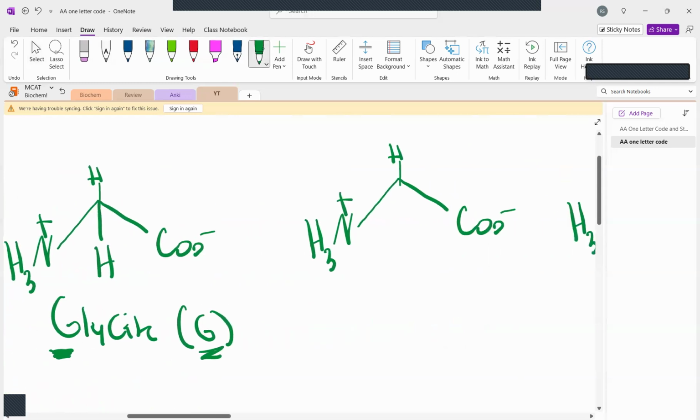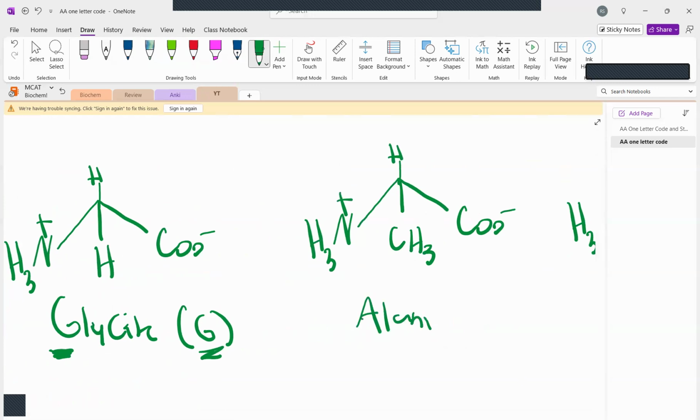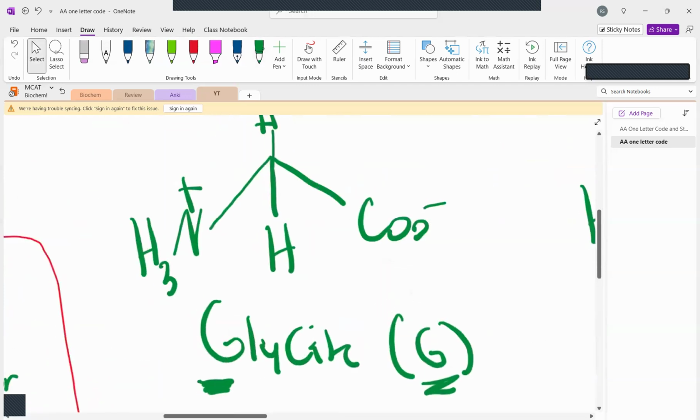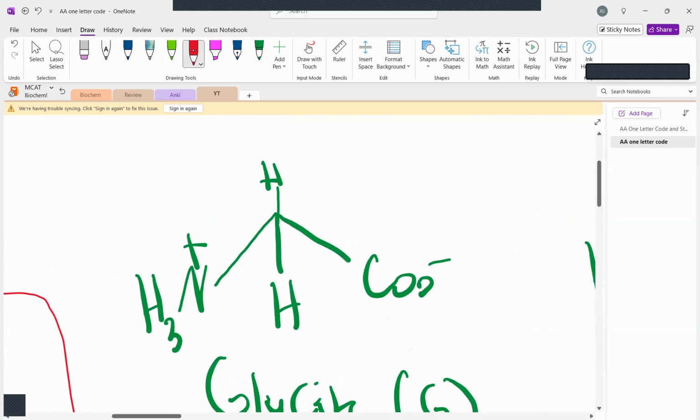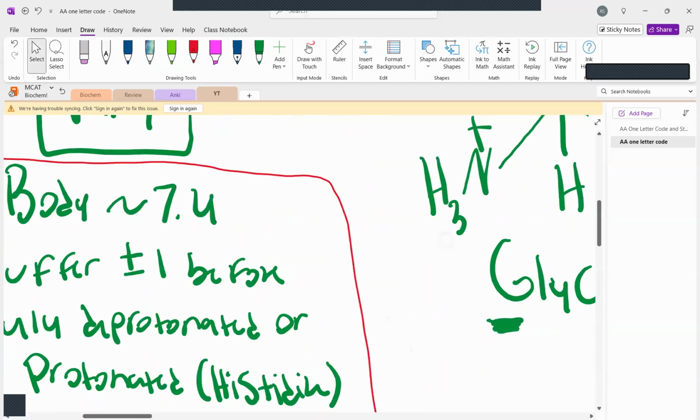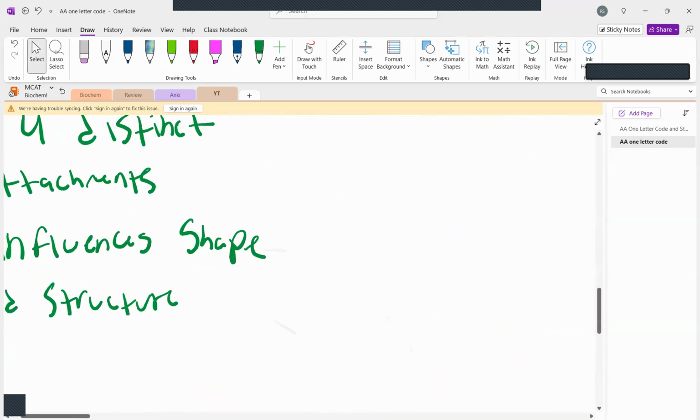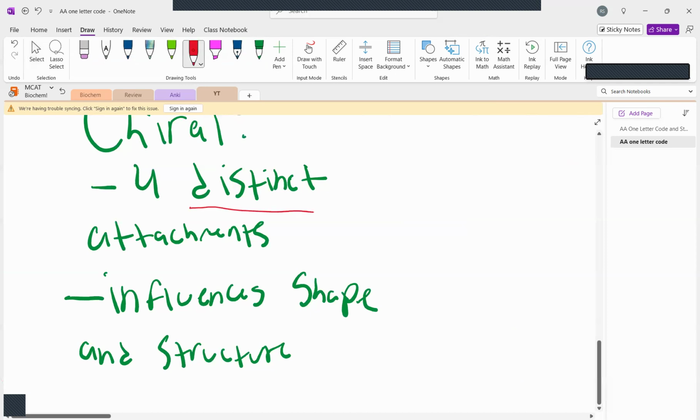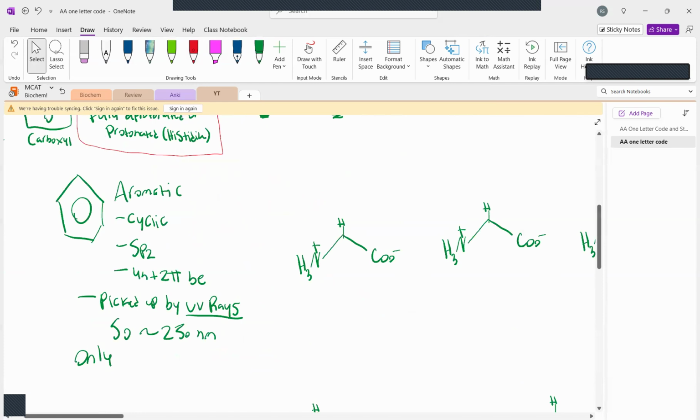That's true for glycine and for alanine, which just has a methyl group in that variable R region instead of hydrogen. Its one-letter code is A. And I forgot to mention for glycine, this is the only amino acid which is not chiral because it has those two hydrogen groups. In order for something to be chiral, it has to have four distinct attachments. So glycine doesn't cut it, and this is important because chirality can influence shape and structure and also how that molecule processes light.